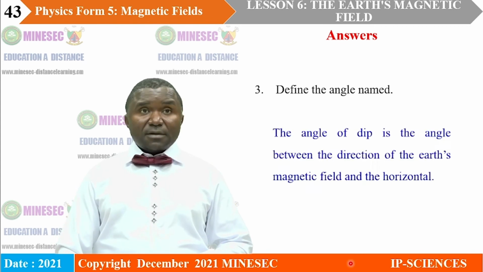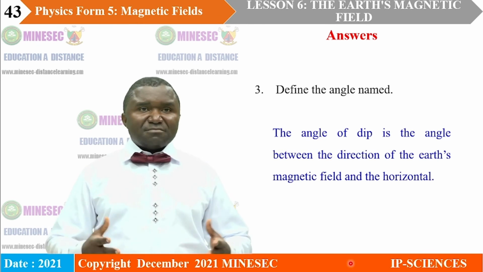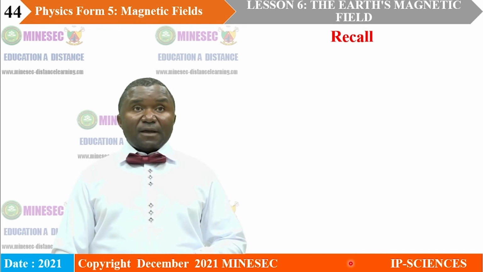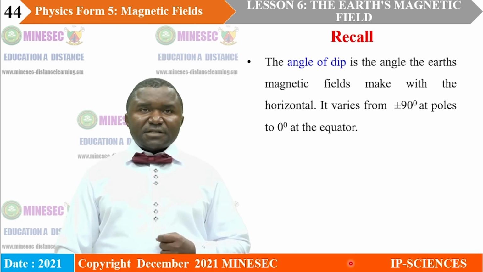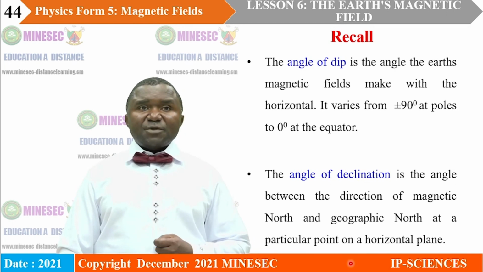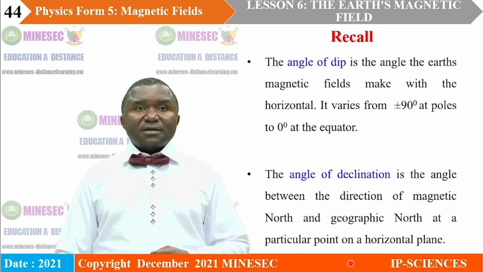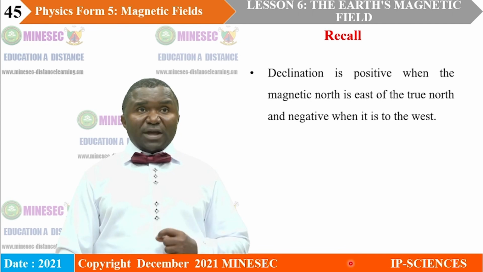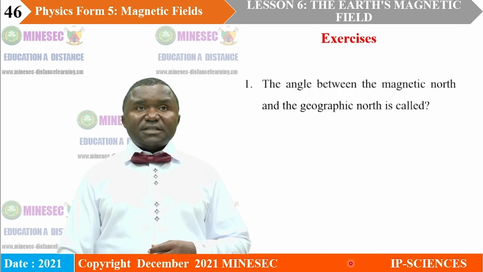Define the angle. The angle of dip is the angle between the direction of the Earth's magnetic field and the horizontal. Recall that in this lesson, we have defined the angle of dip as the angle between the Earth's field and a horizontal drawn on a piece of paper, and that it is plus or minus 90 degrees at the poles and 0 degrees at the equator. Also, that the angle of declination is the angle between the direction of the magnetic north and geographic north at any particular point on a horizontal plane. Also, we have seen that declination is positive when the magnetic north is east and negative when it is west.